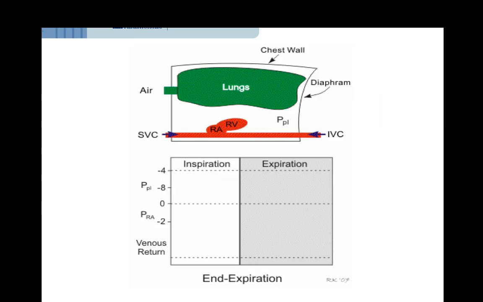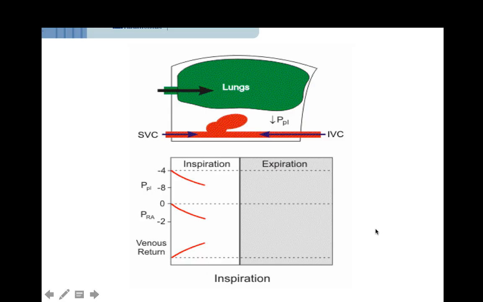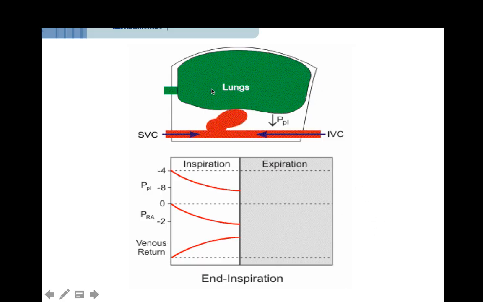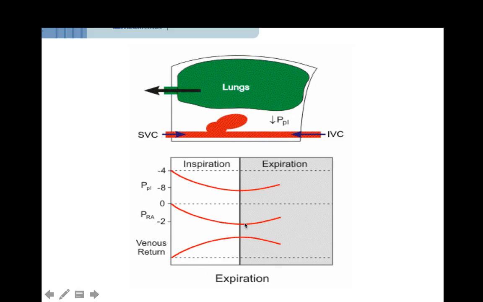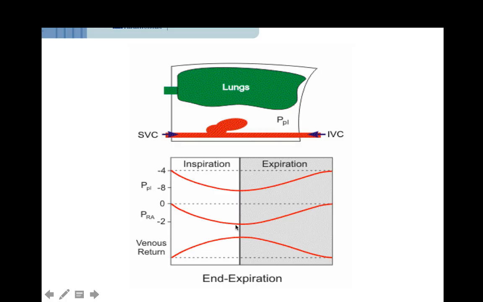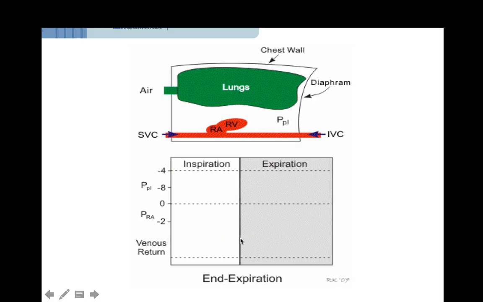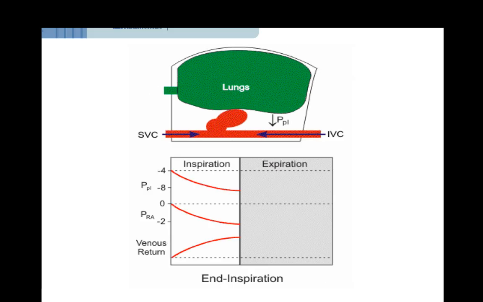Here's a little illustration pointing to the fact that when you breathe in, your pressure here decreases because your volume increases. And I want you to focus here. At the end of your inspiration, your venous return is the highest. That means the highest amount of blood will be in your right atrium, which ultimately drains into your right ventricle.